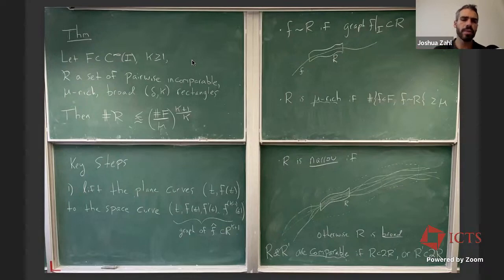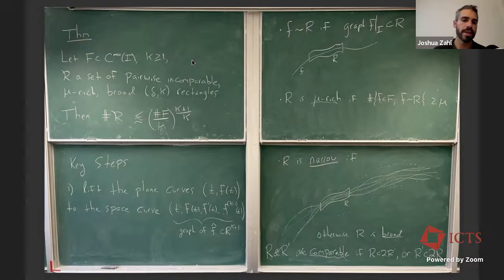And we begin with these functions little f, which are in the set capital F, and take each function. You can write its graph. So that's a plane curve, (t, f(t)). And I'm going to lift each one of these plane curves to a space curve, which I'm going to write as (t, f(t), f'(t), f''(t), all the way to the (k minus first) derivative of f at t).